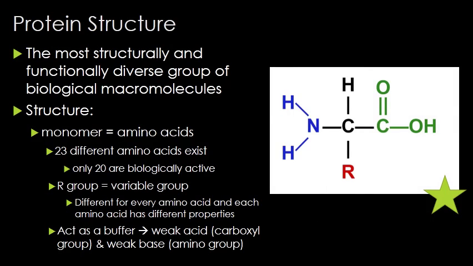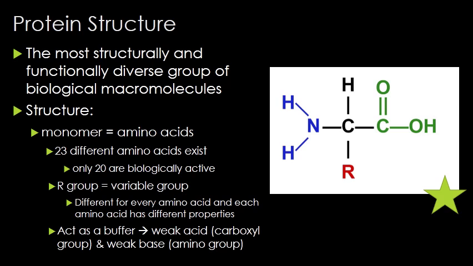Proteins are the most structurally and functionally diverse group of biological macromolecules, and their monomer is the amino acid. In the amino acid on the right, you can see the amino group in blue, the carboxyl group in green, a central carbon, and a red variable group. While there are 23 different amino acids, we will only be talking about 20 because those are the only 20 that are biologically active. The R group is a variable group.